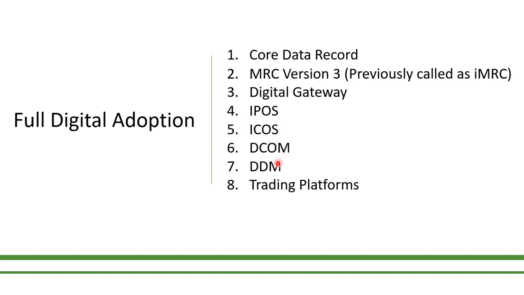Now, these two services, DCOM and DDM, are related to the delegated authority business. Well, if you don't know about the delegated authority business, you can click the link above to know more about it. I have covered it in my previous video presentations. So DCOM stands for Digital Contract Oversight Manager, and this system replaced the old BAR system, which is the Binding Authority Registration System. The DCOM is currently being used to manage the delegated authority business or contracts. You can click this information icon above to learn more about the DCOM and DDM.